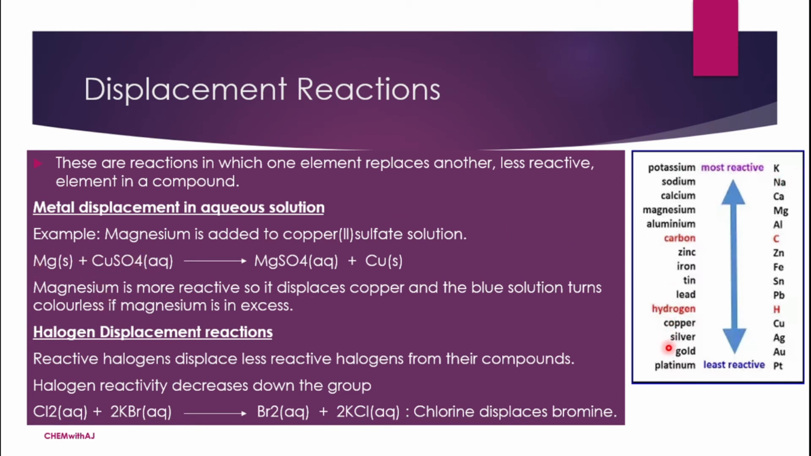Here I have included the reactivity series. We need to have an idea of the reactivity series. Here magnesium is more reactive than copper. As you can see, magnesium is higher in the reactivity series.